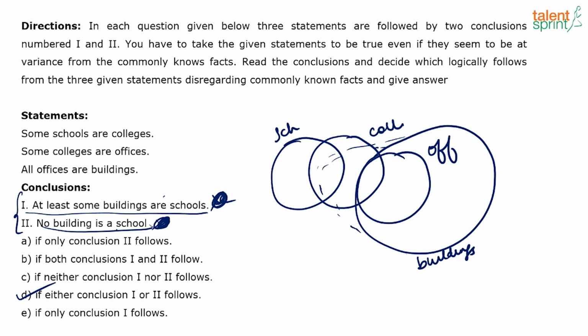So whenever conclusions are given, just check once if there is any complementary pair. Because we might just check each conclusion separately and say no, both are wrong, these are not definite conclusions, and you might choose an answer. Don't do that. Remember, here it is a complementary pair, so either one will be true, that is option D.